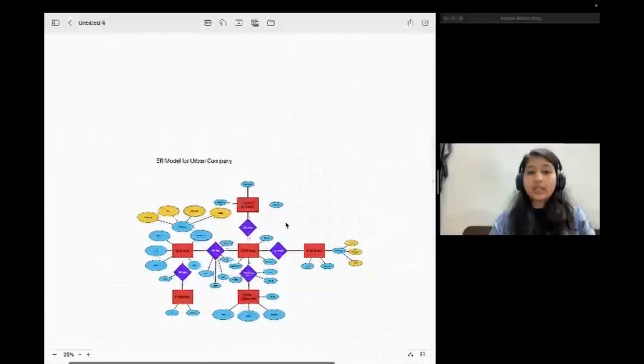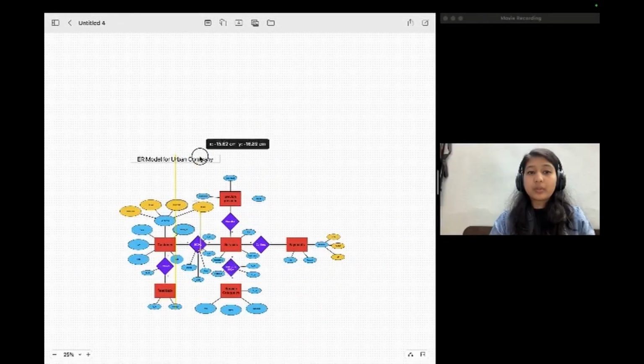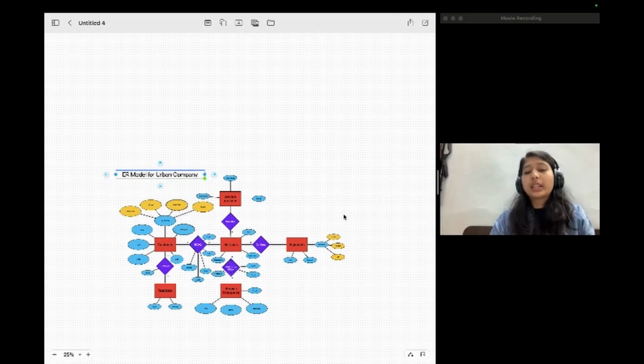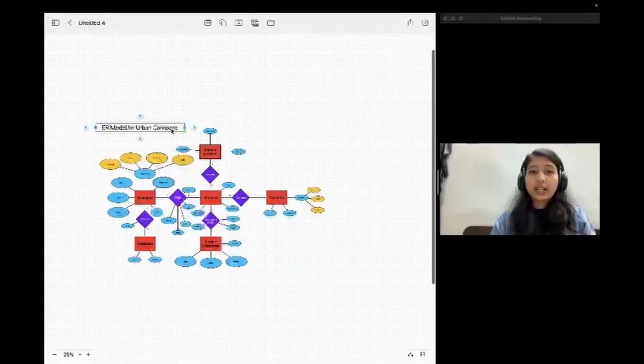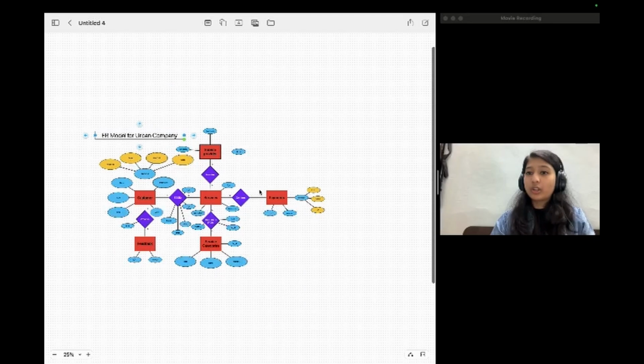So it's a basic ER model for Urban Company. You can also include an entity like employees here and make a relationship with the service provider, or you can add as many attributes as you want here according to your choice. It's just a simple model that is made by me, with all the knowledge we have gained today.